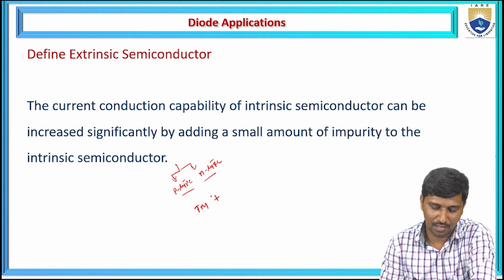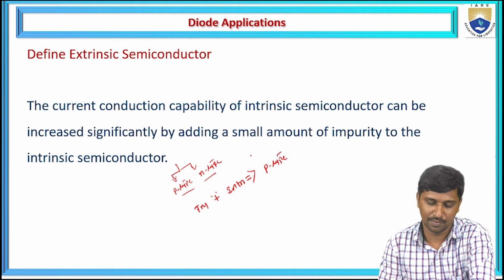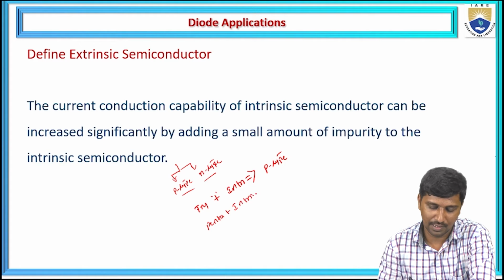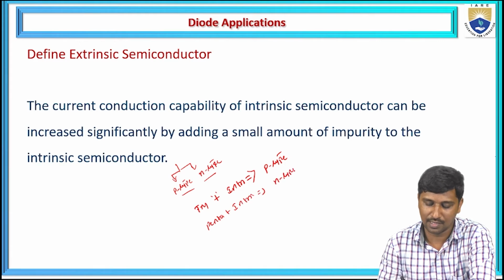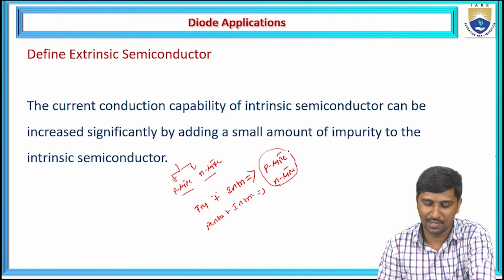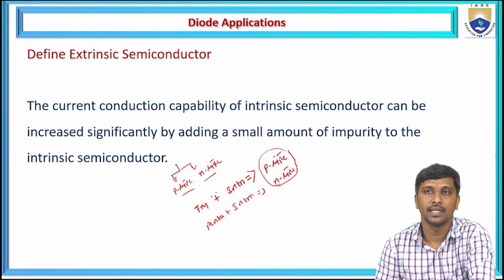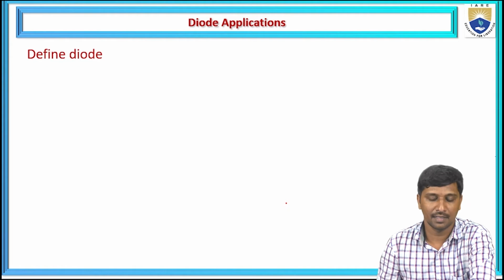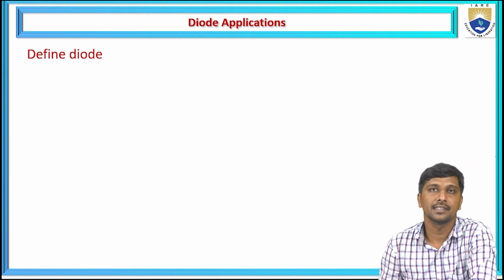When trivalent impurities are added to the pure intrinsic semiconductor, it becomes a P-type extrinsic semiconductor. When pentavalent impurities are added to the intrinsic semiconductor, it acts as an N-type extrinsic semiconductor. Then, using these materials, we form one junction. By interconnecting this P-type material and N-type material, it acts as a diode.